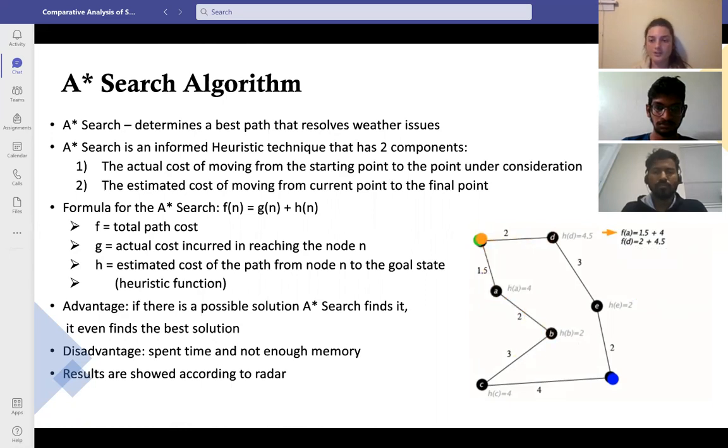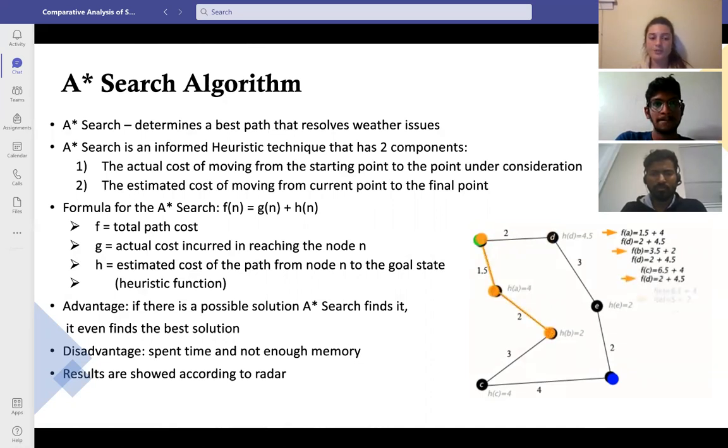The formula for this algorithm is f(n) = g(n) + h(n), where f represents the total cost, g is the actual cost, and h is the heuristic function, or the estimated cost of the path from node n to the goal state. There are some advantages and also disadvantages to this algorithm. The biggest advantage is that if there is a possible solution, A-star search will always find it, and it will not find just any solution, but the best solution.